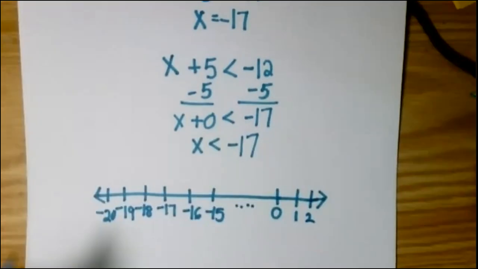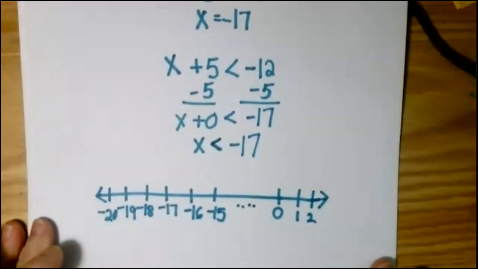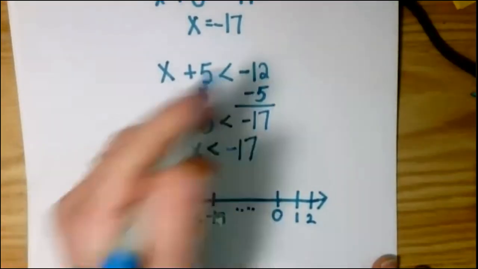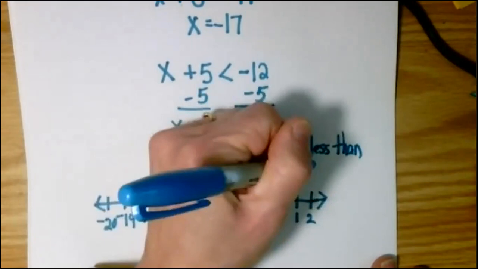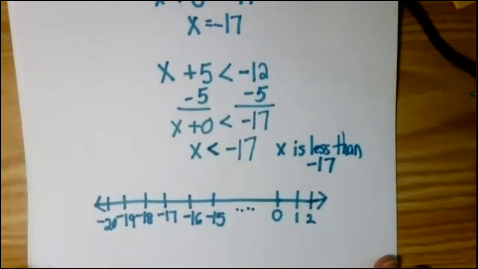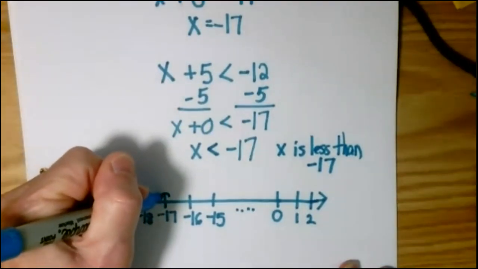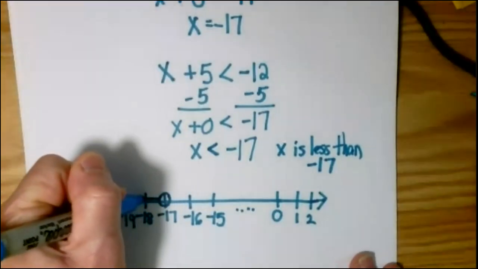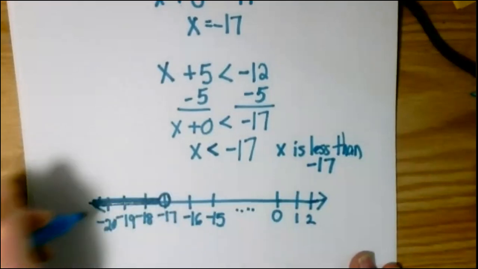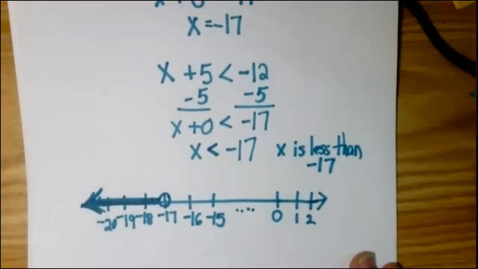So when we graph this, we are saying, and this is where I said the Pac-Man is going to come in handy here. This is saying that x is less than negative 17, because Pac-Man is going to eat the bigger number. So to graph this, we are going to put an open circle on negative 17, and we're going to draw an arrow that goes that way, because the solution to this inequality is numbers that are less than negative 17. So it's going to go that way.